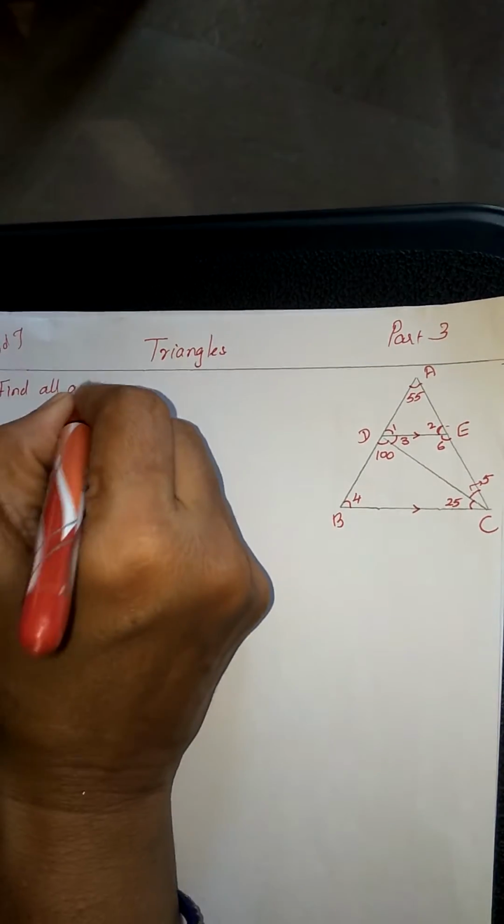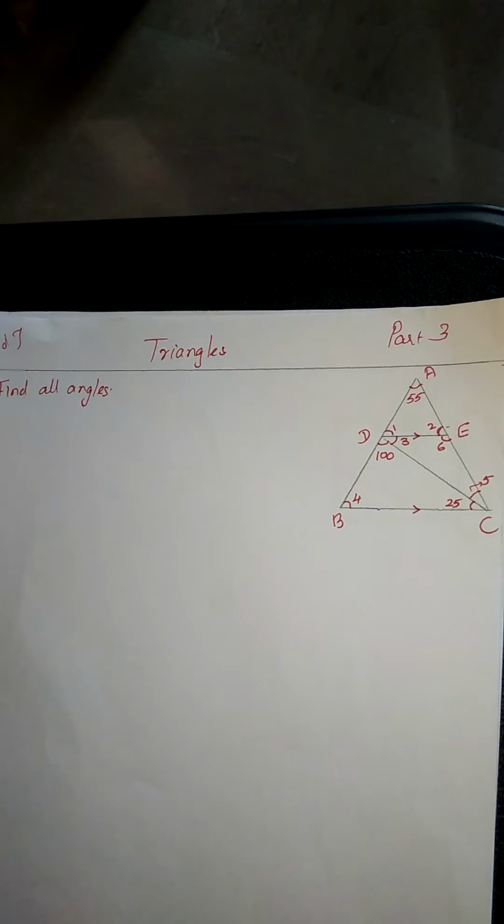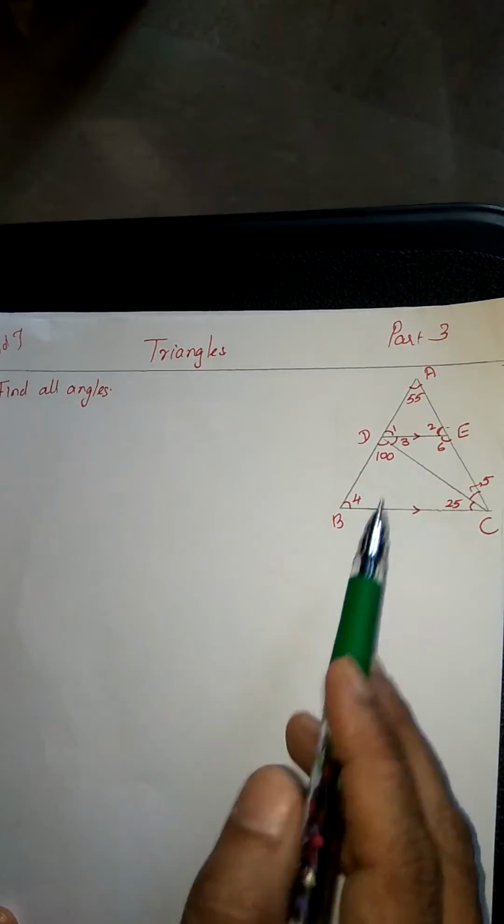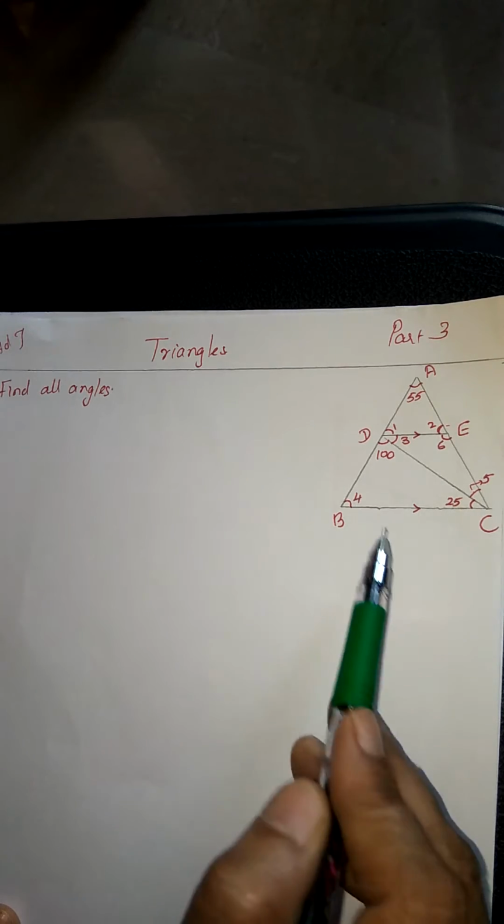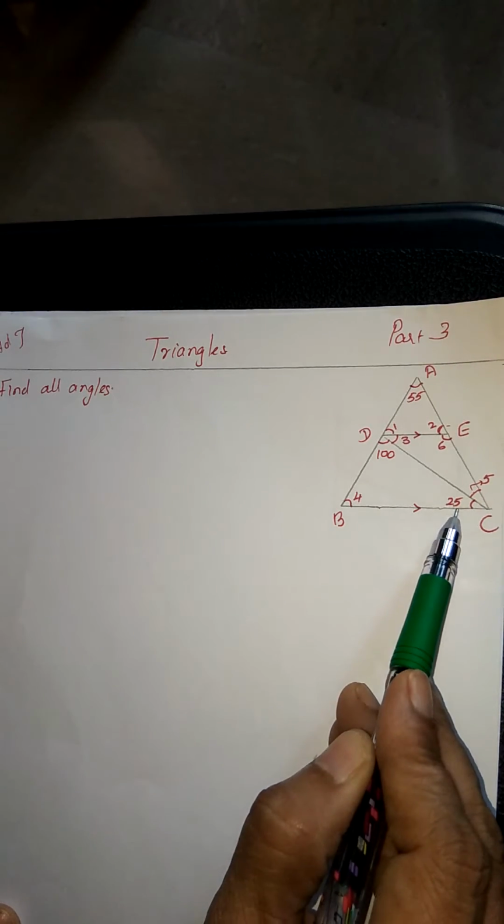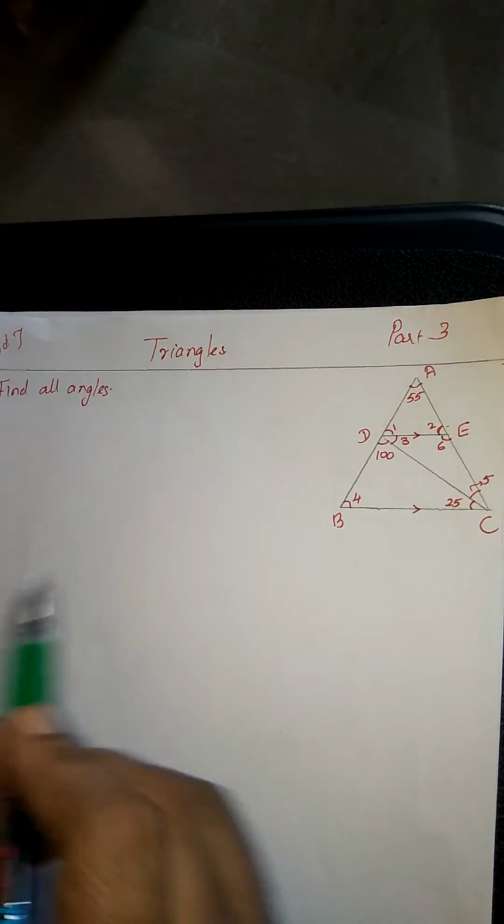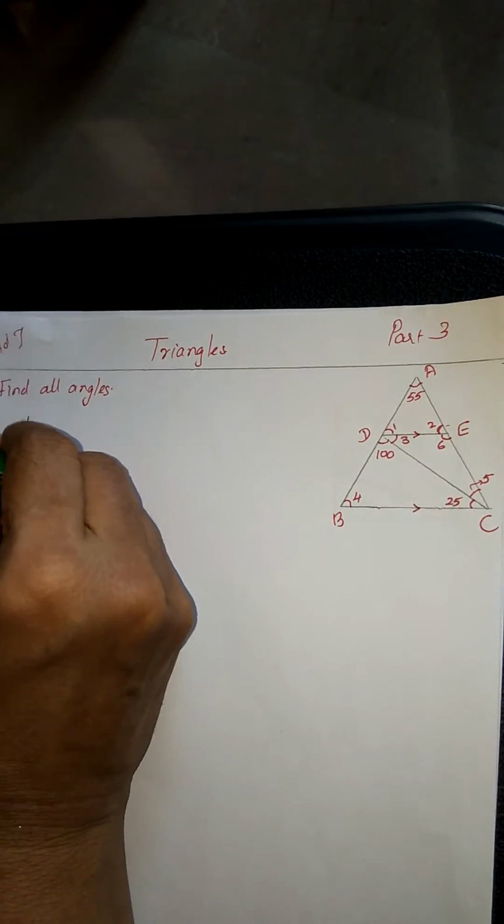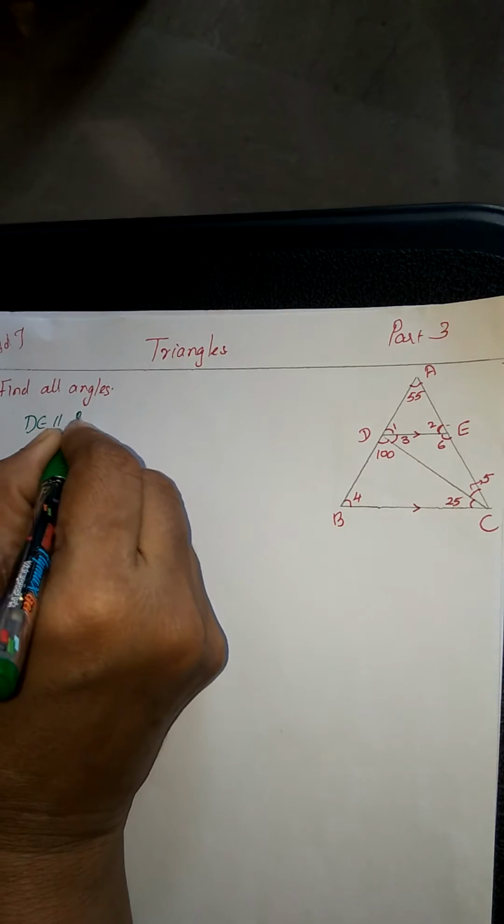The chapter is Triangles for Standard 7 and it's part 3. Now in this triangle ABC, this angle A is given as 55, this is 100 and this is 25 given, and you have to find all the other angles. It is also given DE is parallel to BC.